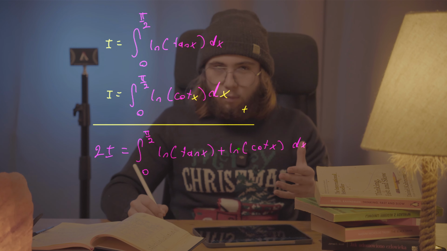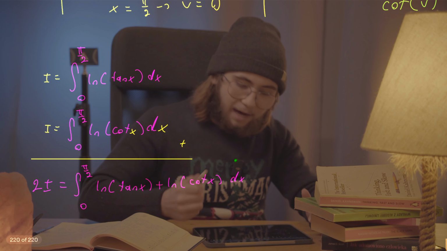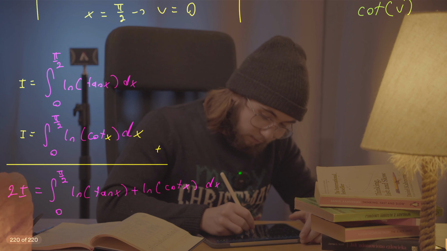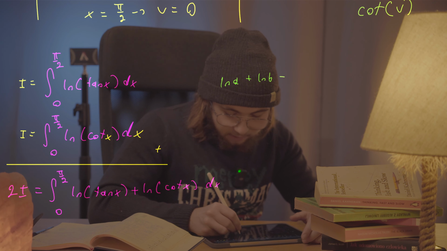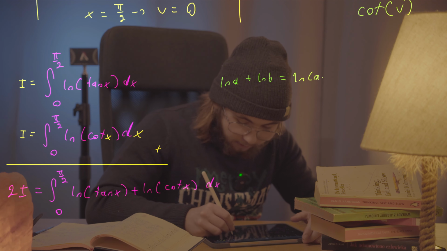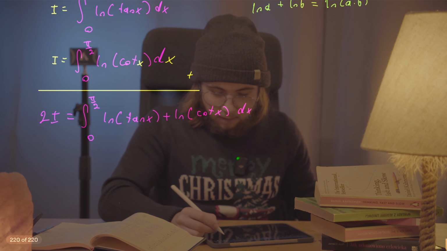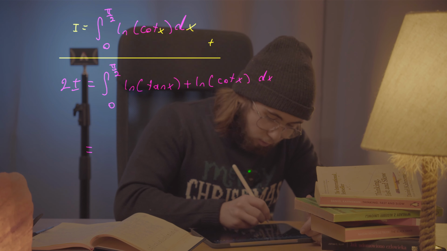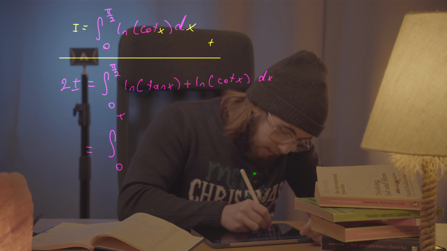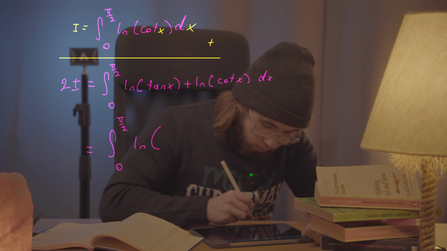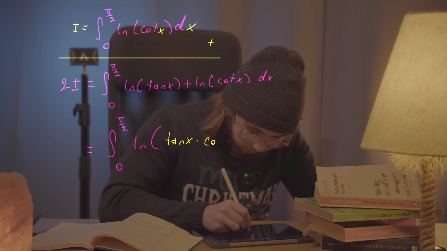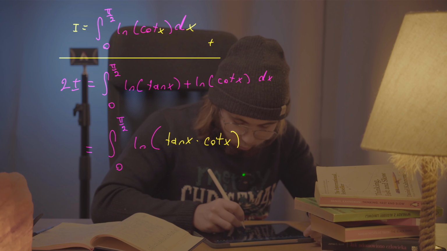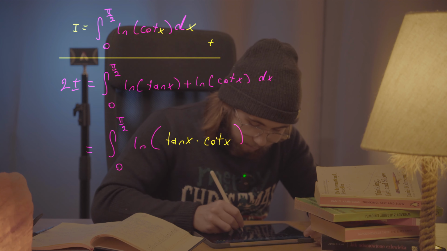But the nice thing is that whenever we have two logs added together, the natural log of a plus the natural log of b is the same as the natural log of a times b. And so we can combine those two natural logs in the integrand to make this integral the integral of the natural log of tangent times cotangent of x, all dx.